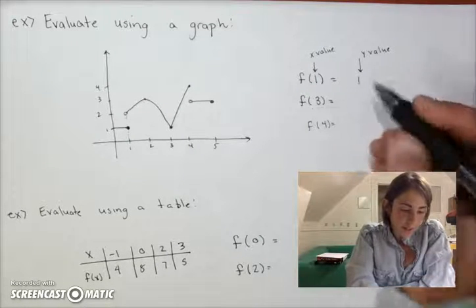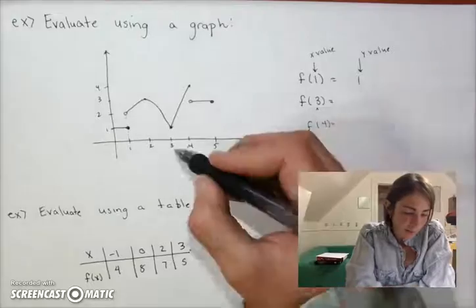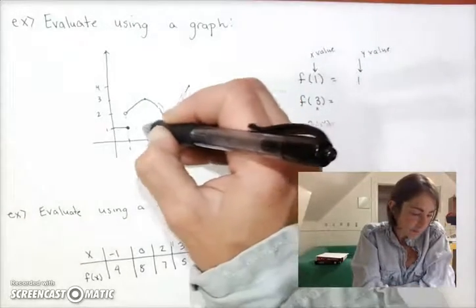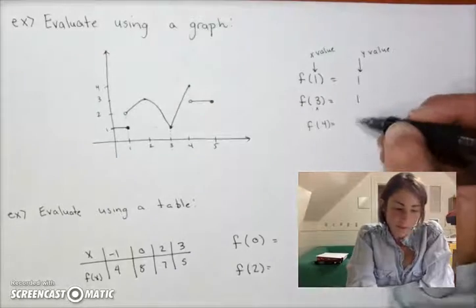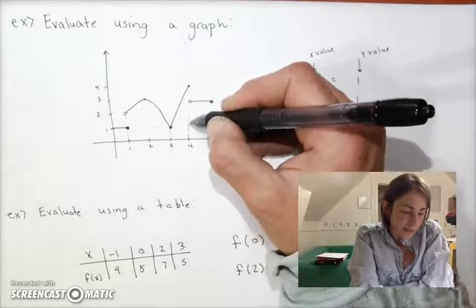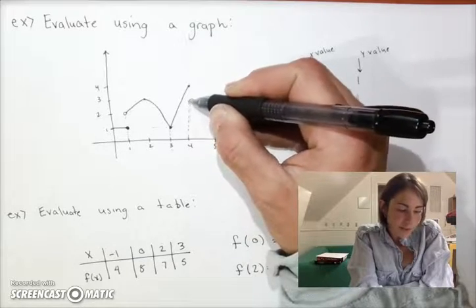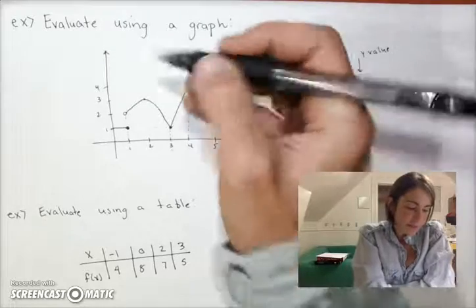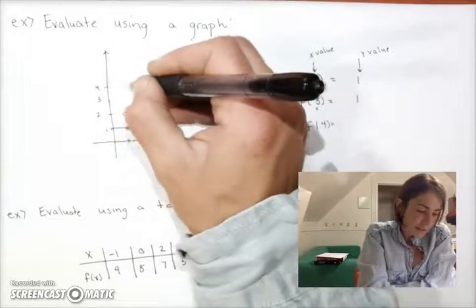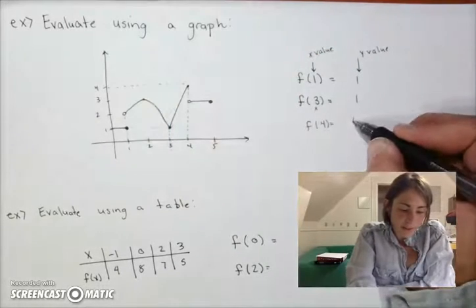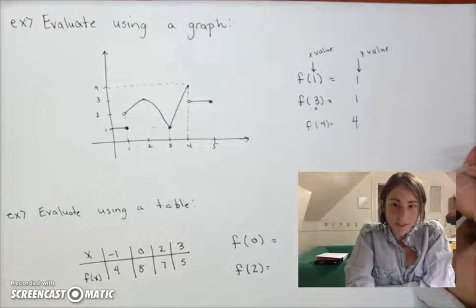Now f of 3, so this is my x value. When x is 3, y is also 1. So f of 3 is 1. F of 4, when x is 4, this is an open hole, so that's not the value of the function there. I keep going up. So when x is 4, the y value is 4. So f of 4 is 4.